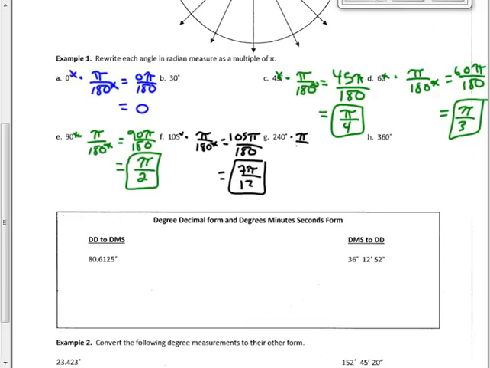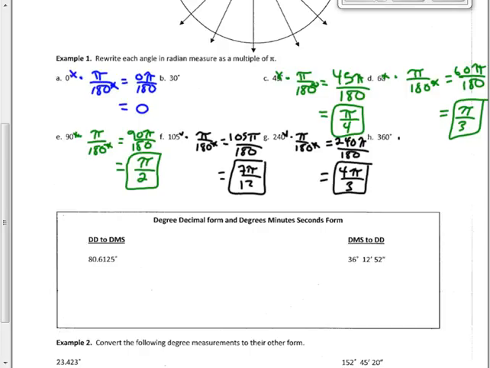240, multiply that by pi over 180 degrees. Degrees are going to cancel, and I get 240 pi over 180. Take 240 and reduce it with 180, and I end up with 4 pi over 3.